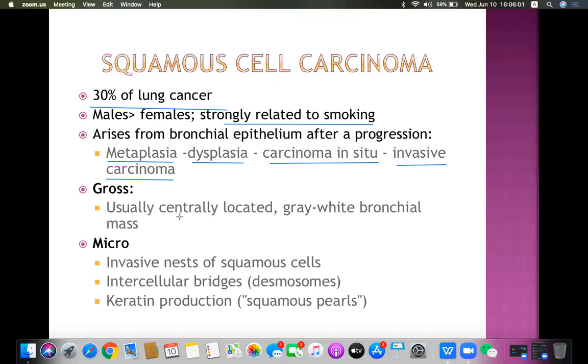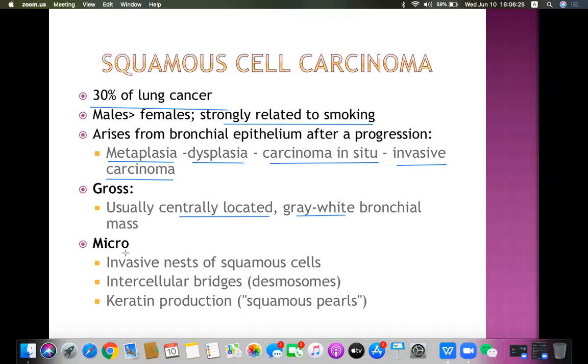So it is centrally located, towards the bronchi, and it is also gray-white in color. Just like I told you, many of the malignancies are gray-white. Now, what is the difference? Adenocarcinoma is peripherally located towards the pleura, whereas squamous cell carcinoma is located towards the hilum or towards the bronchus.